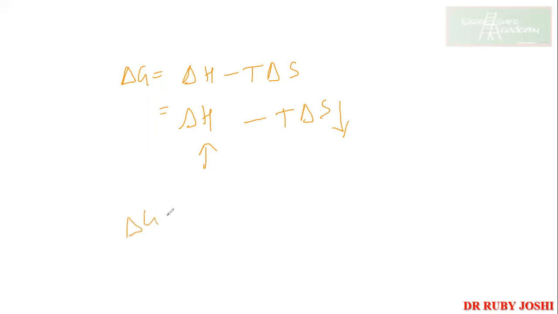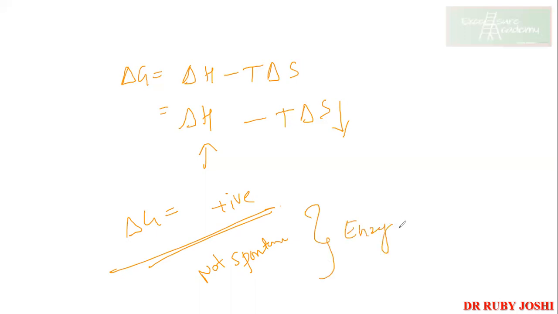Overall, what is your delta G? Positive, right? Yes, ma'am. In the system, this is not spontaneous, but the reaction is taking place. Who is doing that? Enzymes. Okay, is it clear now? A little bit? Okay. Yes, simple.